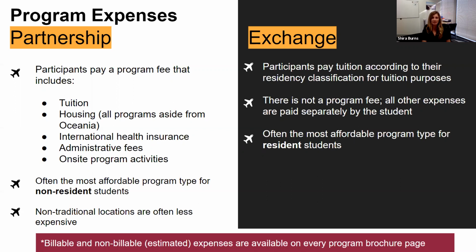All other expenses are paid separately by the student. So you would be responsible for paying your housing. If you need to put down a deposit and pay on a monthly basis and pay your rent, you may have some utilities that you have to pay. You may also need to pay for any excursions that you plan to go on. It's basically just your tuition, similarly to how it is here at ASU.